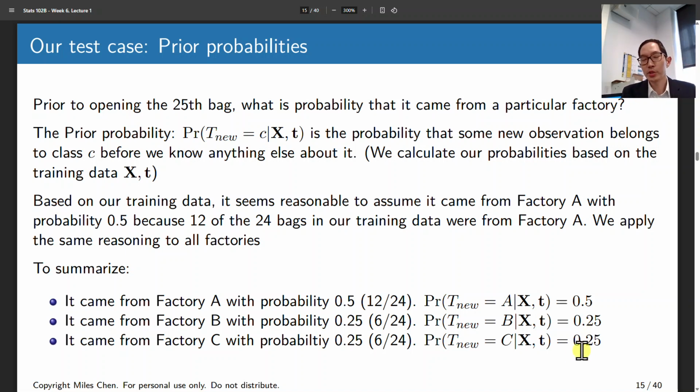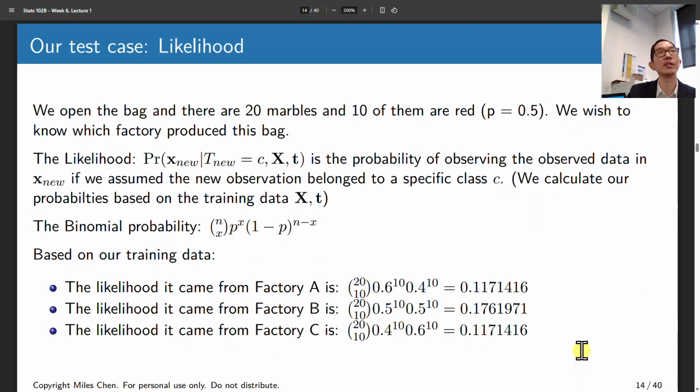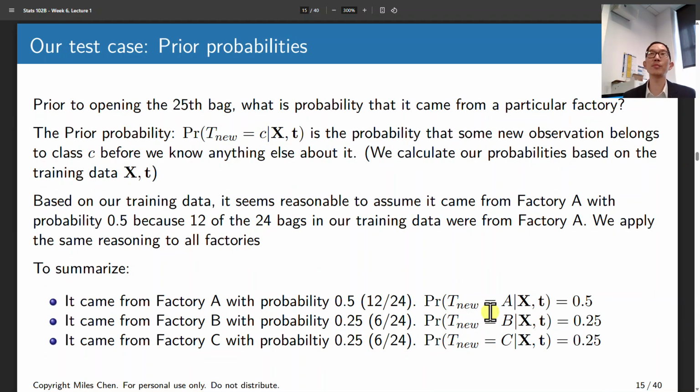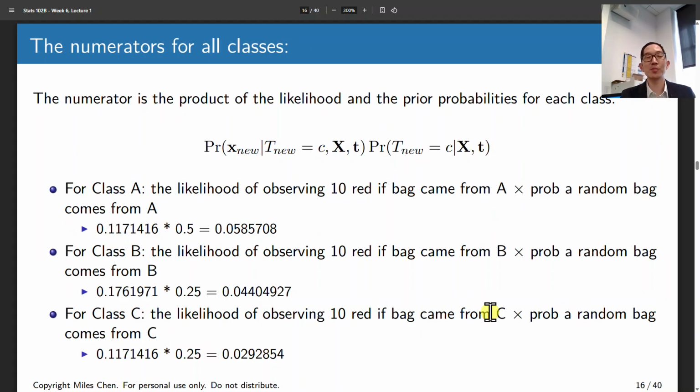Okay, so we want to balance these two parts, the prior and the likelihood. Okay, so the likelihood says factory B is the most likely based on opening up the bag and seeing that it's 50% red, okay? And then the prior probability said, well, before you even opened up the bag, you just know that factory A produces about half of the bags, okay? So we balance these two things just by multiplying them together, okay?